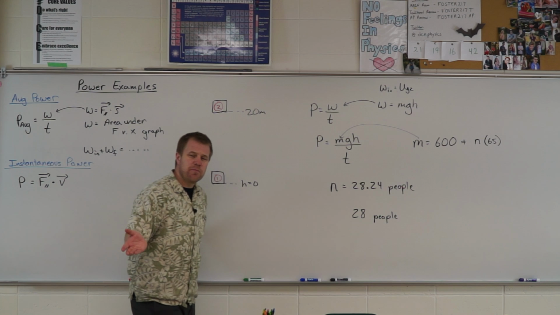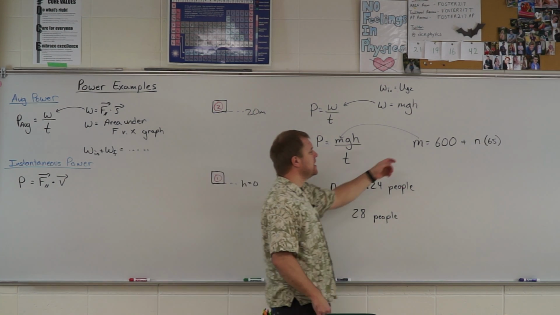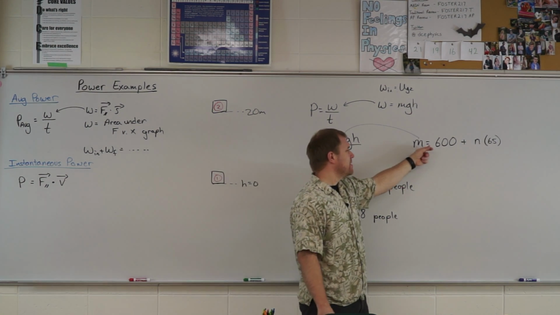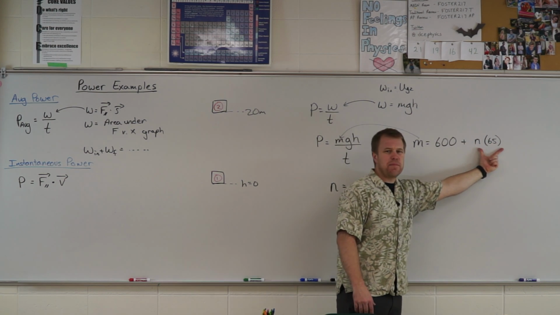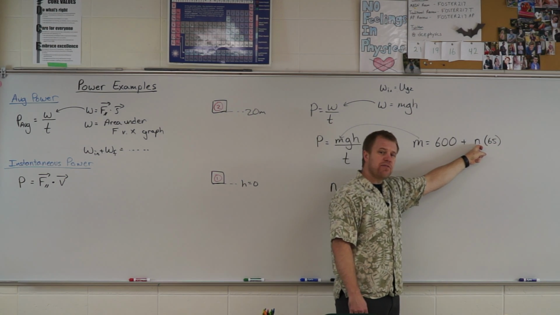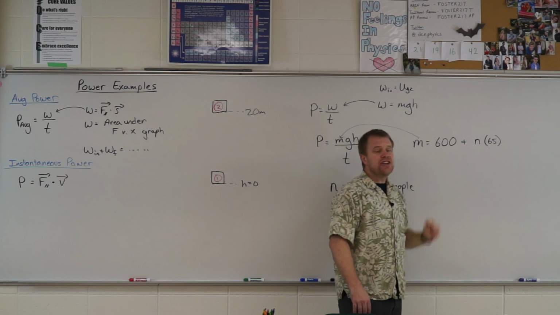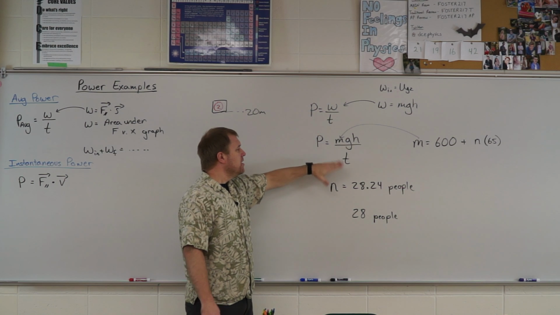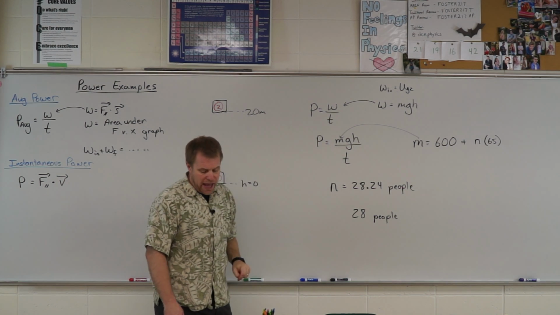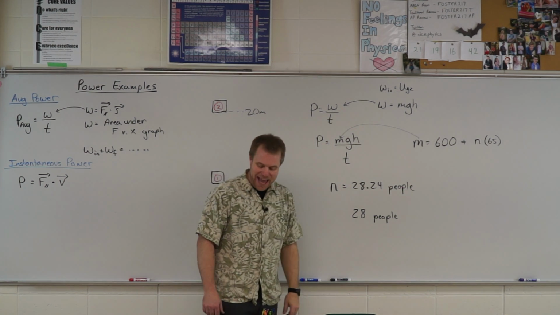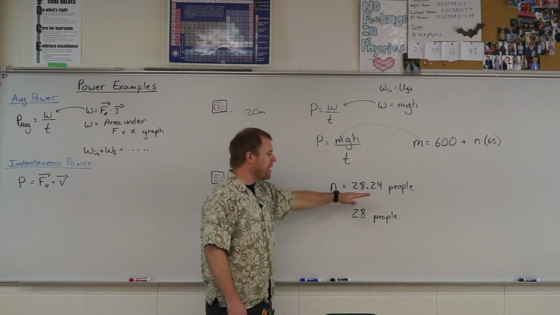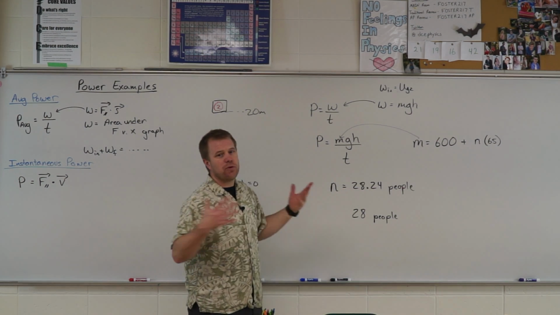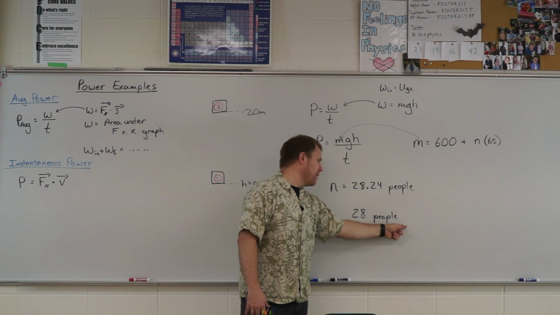Now, where does the number of people come in? Well, the number of people comes in here in the mass, because the mass is the elevator plus the people. There's going to be some number of people, I'll call it n, each having a mass of 65 kilograms. So I plug that value in, go ahead, solve for the n value, not the normal force, the n value there, and you should get 28.24 people, but of course, we're going to round that to 28 people.